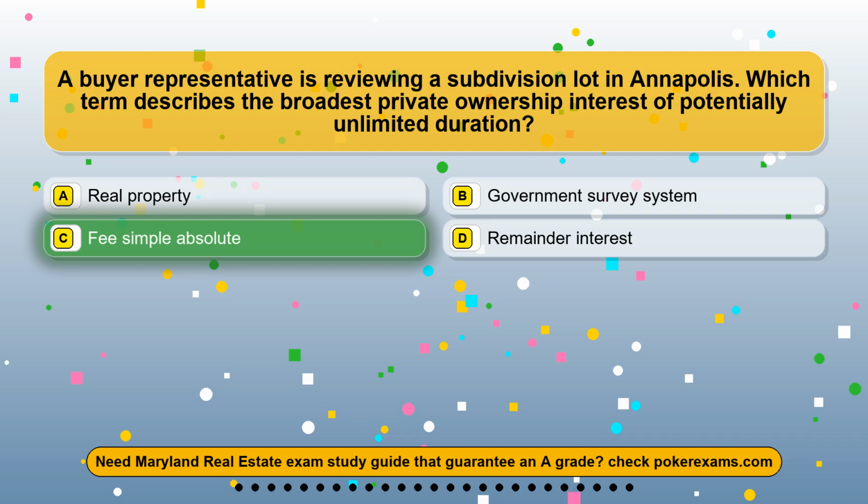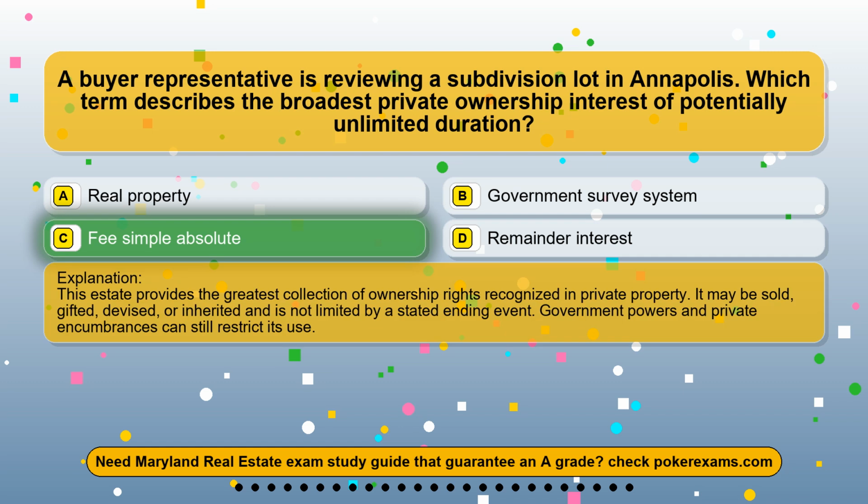The correct answer is option C. Fee simple absolute. This estate provides the greatest collection of ownership rights recognized in private property. It may be sold, gifted, devised, or inherited and is not limited by a stated ending event. Government powers and private encumbrances can still restrict its use.